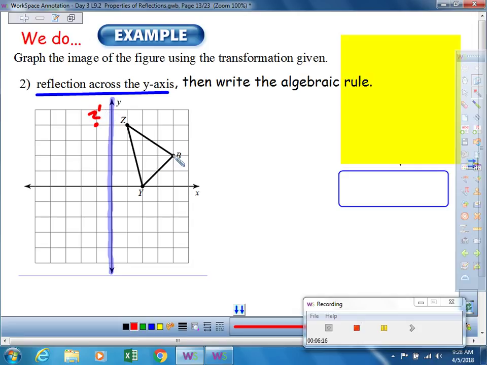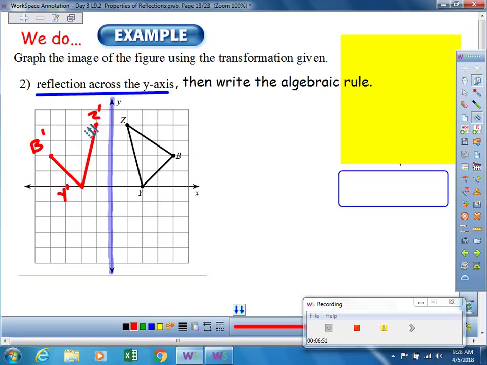Take the next point, count to the line of reflection. 1, 2, 3, 4, and then just count to the other side. 1, 2, 3, 4. Plot the point, label. So this one, you just count 1, 2, go 1, 2 onto the other side, Y prime. And then you connect your points. Straight edge.